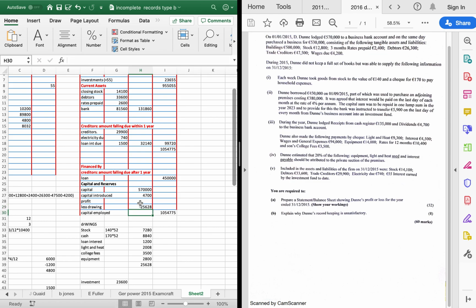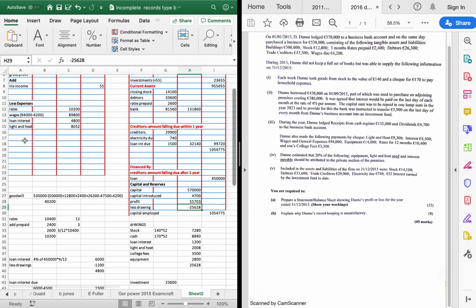Then we're going to do my sum. So we take our 1,054,775. We're going to add on the 25,628. And take away then the 47, the 570, and the 450. We get 55703. Okay. So we take that 55703.